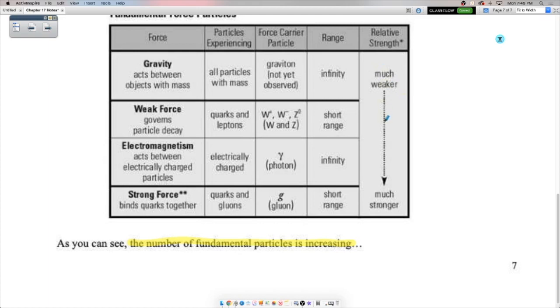Then you have the weak force, much, much stronger than the gravitational force, but still a lot weaker than the electromagnetic, which is itself quite a bit weaker than the strong force. All right, so as you can see, we are getting more fundamental particles. Our picture of matter is definitely more complex than just 3 fundamental particles as we started with.